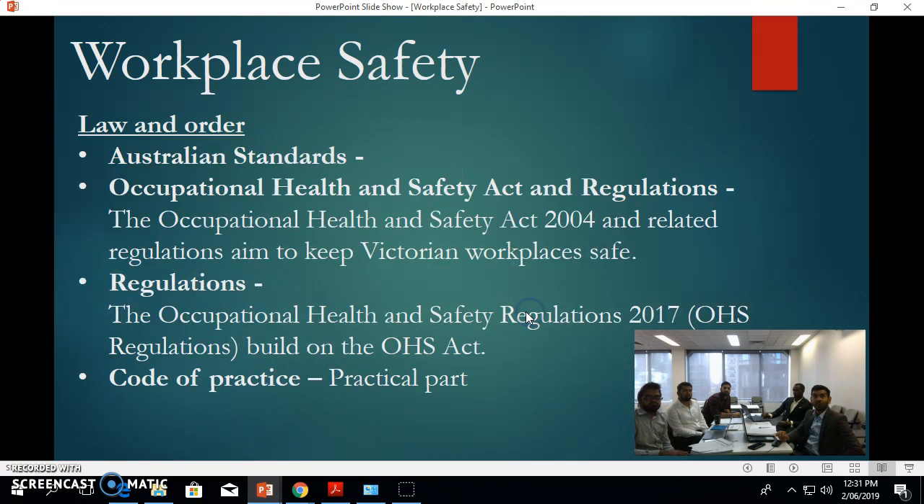With workplace safety, the first one comes under Australian standards, because we are in Australia and we follow Australian standards. In Australian standards, we have the Occupational Health and Safety Act and Regulation, which was introduced in 2004, and under that we have some regulations, such as the Occupational Health and Safety Regulation in 2017, which is named the OHS regulation. And under that, we have the Code of Practice, which is followed in different places such as offices, storage facilities and maybe construction sites.